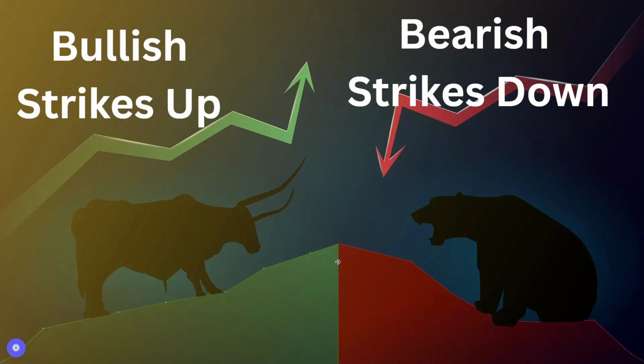Now we have bullish and bearish. Bullish and bearish is just telling you basically the direction of the market. If I say the market's looking very bullish, that means the market looks like it's going to go up. If I say it's looking bearish, that means it's looking like it's going to go down. A great way to remember this is bulls strike up and bears strike down if they were in a fight.